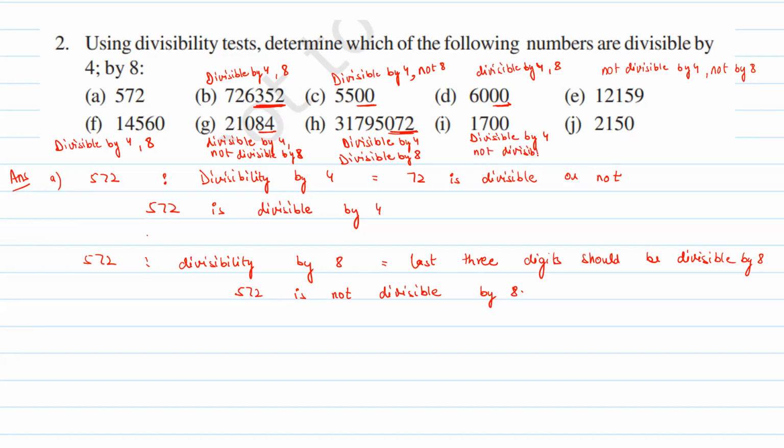So you do not need to divide the whole number. Just check for the last two or last three digits. In this, we have 50. Is 50 divisible by 4? No, not divisible by 4. And is 150 divisible by 8? No, so not divisible by 8 as well. And this is how you will write all the parts. I have done A part for this.